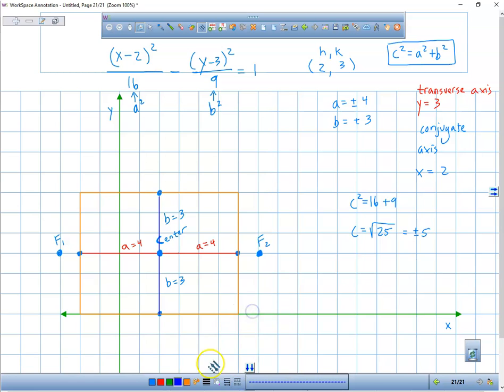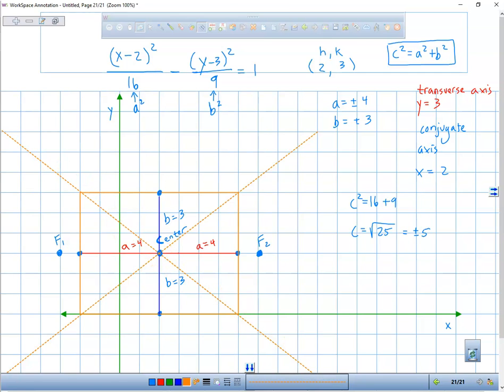So I'll do orange. So from right here, I need you guys to go up 3 over 4, up 3 over 4. So there's one asymptote. I'll keep drawing it as best as I can all the way through. There's one asymptote. Here's the other asymptote. Down 3 over 4, down 3 over 4. So these asymptotes are what give us boundaries for our hyperbola. Okay. So here's the asymptotes.